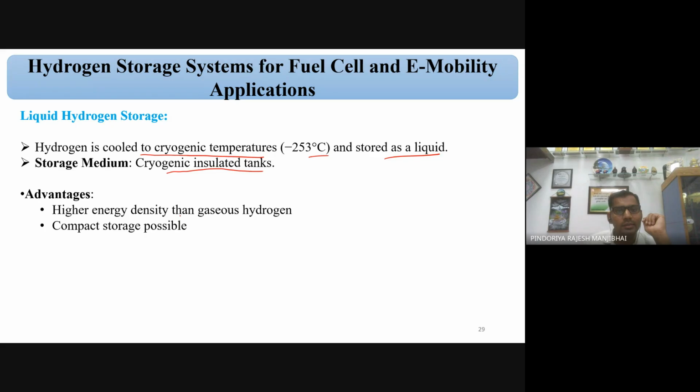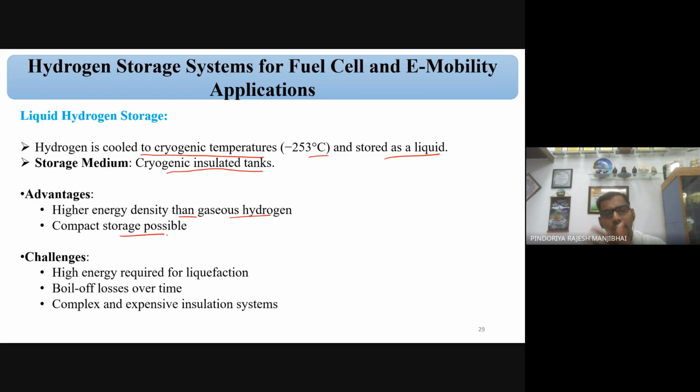Advantages: higher energy density than gaseous hydrogen. That is the most important part, and compact storage is possible. Okay, but challenges: high energy required for liquefaction, boil-off losses over time, and a complex and expensive insulation system, because it is a liquid form. Obviously there is a chemical process, so there is a complex and expensive insulation system. We have to provide proper insulation. So these are the challenges for the liquid hydrogen storage system.